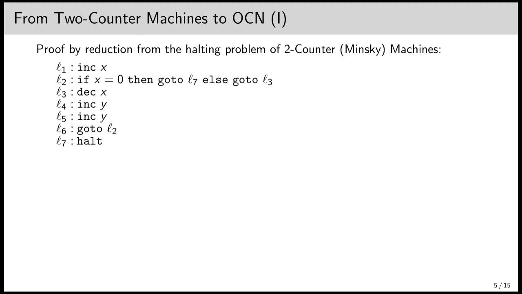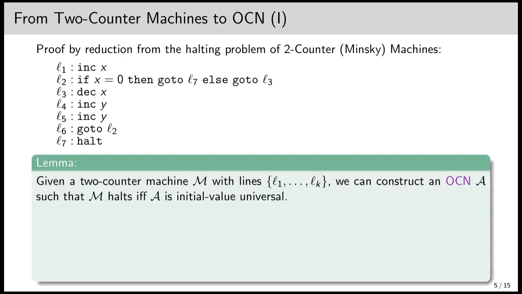For example, the program here starts by increasing x, then repeats a loop that decreases x by 1 and increases y by 2 until x becomes 0, and then halts. The problem of deciding whether a two-counter machine halts is undecidable, and we reduce it to the initial value universality problem. Specifically, given a two-counter machine with lines L1 to Lk, we construct an OCN A that is initially universal if and only if M halts.